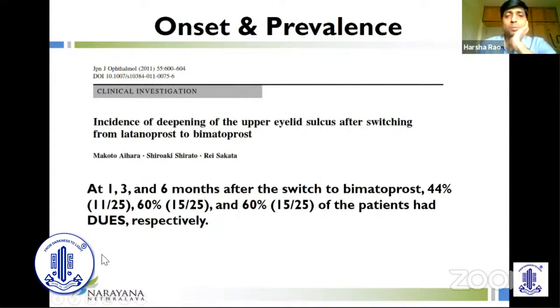There are also a couple of other studies which showed the regression of PAP when the patients were shifted from bimatoprost to latanoprost. So in this interesting study, patients who had PAP and were on bimatoprost were shifted. When they were shifted from latanoprost to bimatoprost, close to 60% of them showed DUEs. Which essentially tells us that the occurrence of PAP is more common with bimatoprost compared to latanoprost.